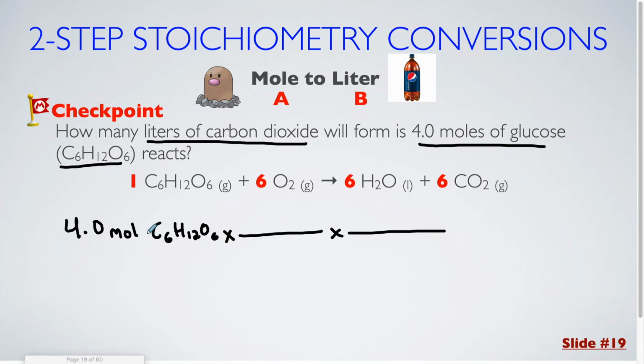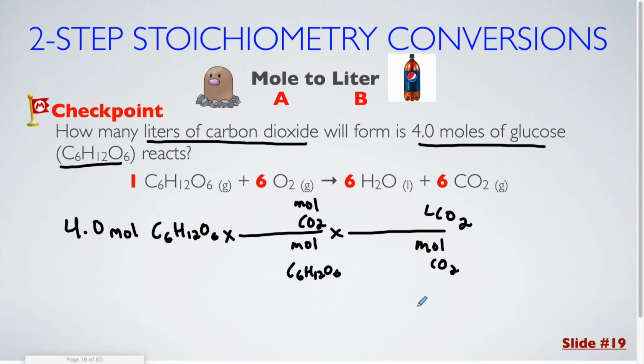For my first step, I need to cancel out the unit that I started with. So that's going to be moles of C6H12O6 on my way to moles of my new substance, which they're asking about carbon dioxide here, so moles of CO2. Once I've found the moles of CO2, then I can cancel that out onto the unit that I was looking for, which is liters of CO2.